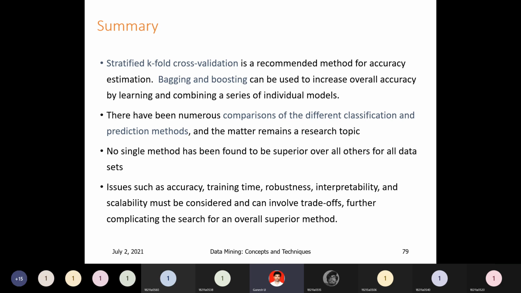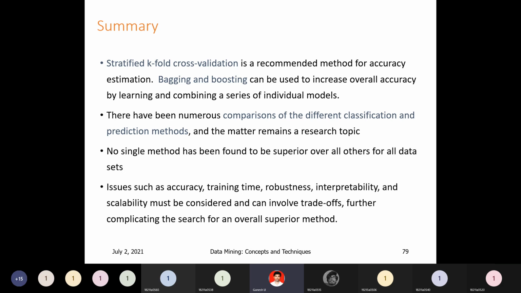Okay, issues such as accuracy, training time, robustness, which means powerfulness. Training time means the time taken to train on a data set. For example, for these 100 rows you have to learn, what is the training time the decision tree will take, and what is the naive Bayes classifier going to take. The training time is important. The accuracy, the robustness, the interpretability. Interpretability means understandability. Understandability of the algorithm is very important.